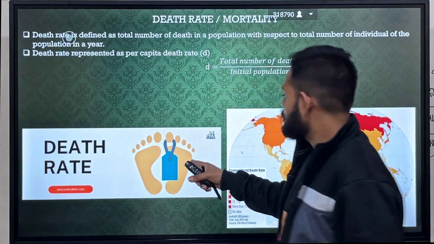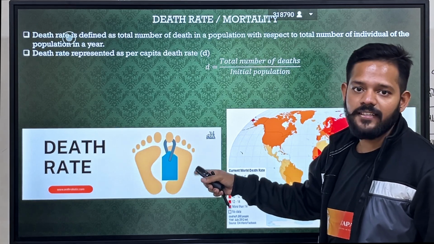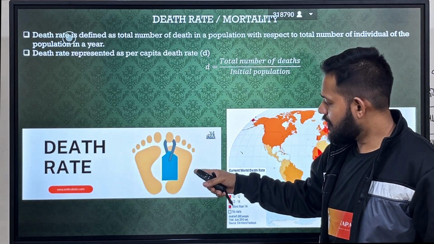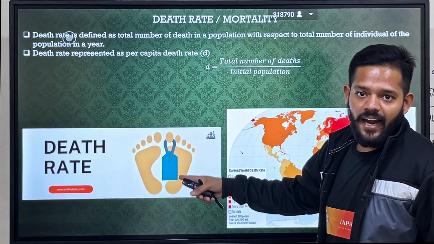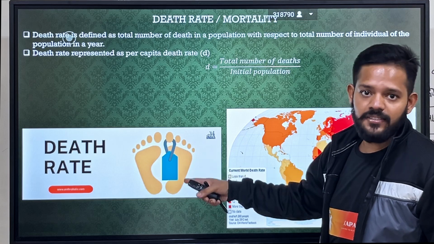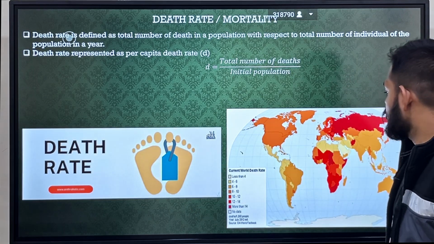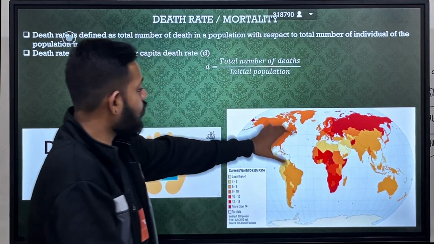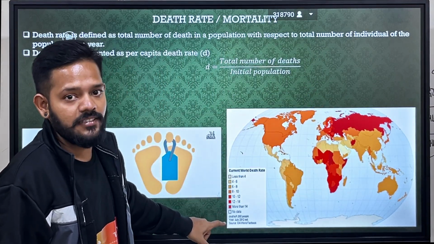This is the tag mark for a death rate sign. Means we can say this is a sign of death rate. In this you are seeing that a toe is tagged with something. This tag identifies the person's death day and the cause of the death. Next, you can see here the whole world map in which we have different death rates.